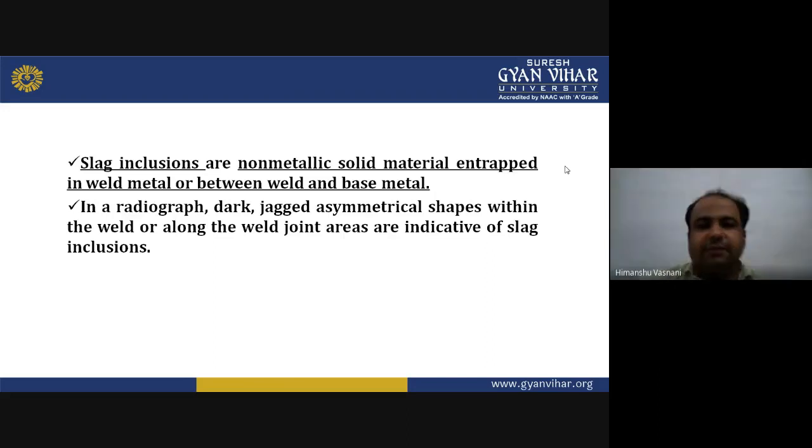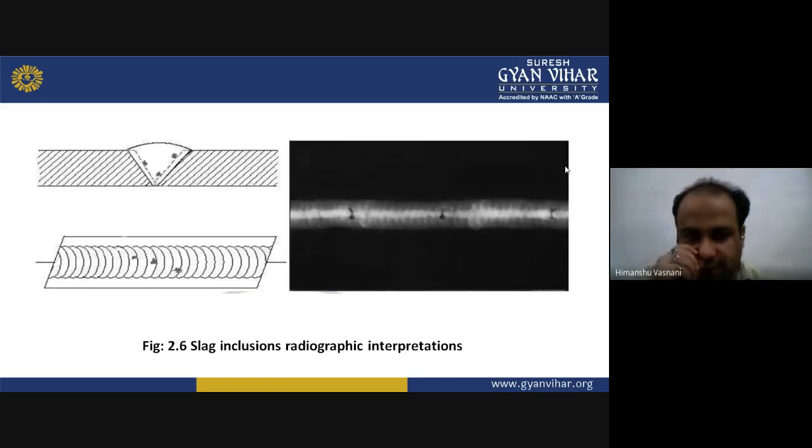It is another material that is trapped between the weld metal and the base metal. So in a radiograph, dark, jagged, asymmetrical shapes within the weld or along the weld zone are indicative of slag inclusion. I will show you this figure. You can easily see that some kind of irregular shape is there.